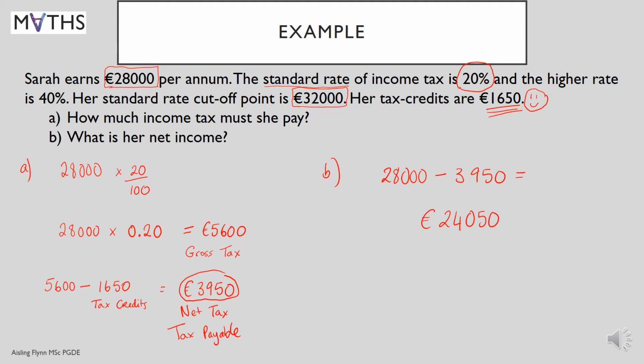Okay, and this is her net income, or sometimes it's called her take home income or take home pay. So it's how much she actually receives. Alright, so pause that if you want to look back through the calculations and do it yourself on your calculator. Make sure you're getting the same.